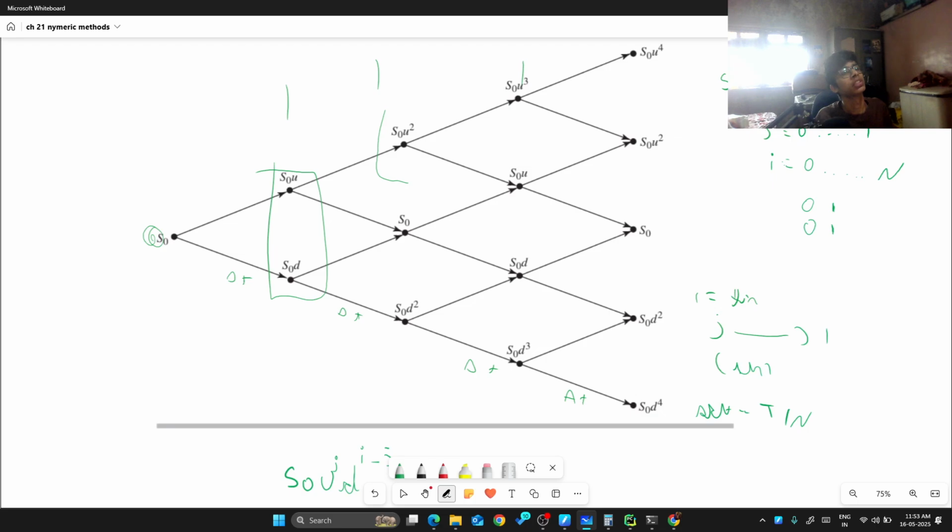I is 1 and j is 1. If j is 1, then S0u, and if I minus down, it will be 0, then S0u. And if we want this, then we will keep I as 1 and j as 2, and that would be S0, and I is 1, d 1, S0.